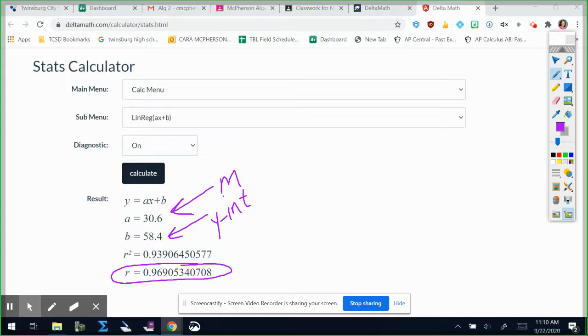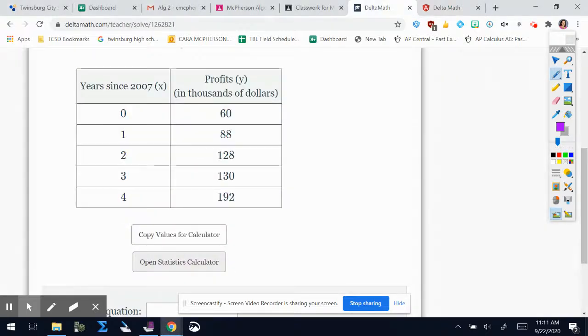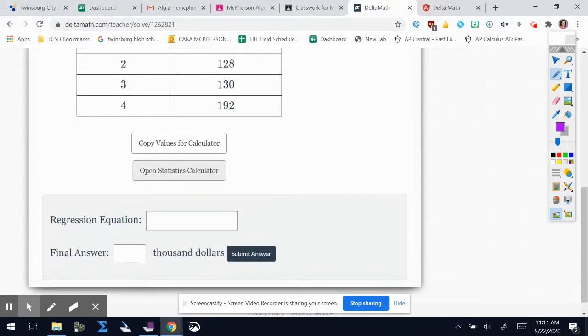I am not going to ask you much with that, but I do need you to have your A and your B value. So on a piece of paper or next to you, you're going to want to write down your A and your B value because you're going to have to enter that into your equation. So I'm going to go off to the side here and write down my A value, my B value. If you go back to Delta Math, so just click on your Delta Math tab, you can go back to the problem. And the question wants to know, what is your regression equation?